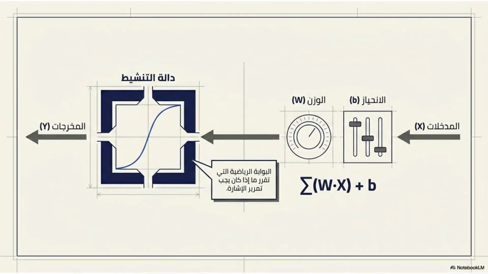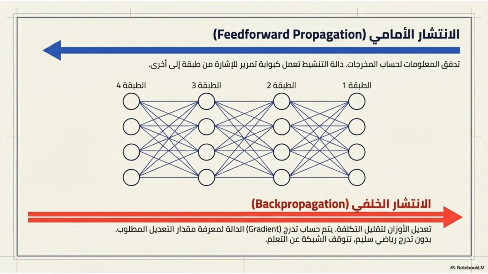An activation function is the mathematical function that determines whether a signal should pass. It processes the weighted sum of inputs and bias to produce the output. Feed-forward propagation is the flow of information for output calculation from layer to layer. Backpropagation adjusts weights to minimize cost, requiring a proper gradient to learn.